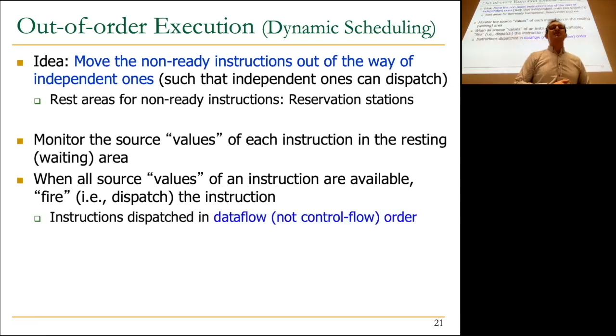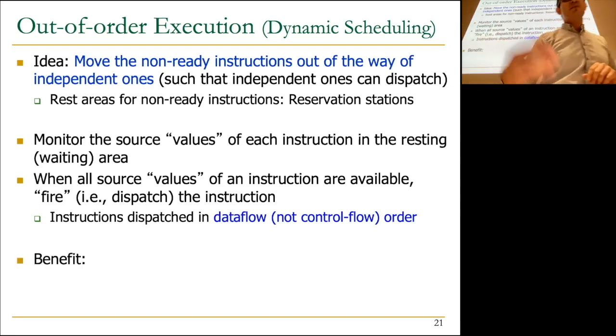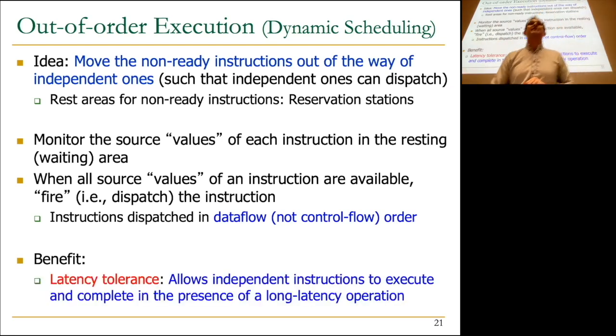So basically, instructions are dispatched in data flow order, not control flow order. So that's the key realization. We can dispatch instructions in data flow order. The big benefit over here is latency tolerance, meaning that if an instruction is taking a long time, it's not going to stall the pipeline. Independent instructions can execute and complete in the presence of a long latency operation, which could be a multiply, as I showed you earlier, which could be a load, as I showed you earlier, which could be anything, actually. As long as it takes more than one cycle, you can tolerate that latency if this mechanism is able to find independent instructions in the program.